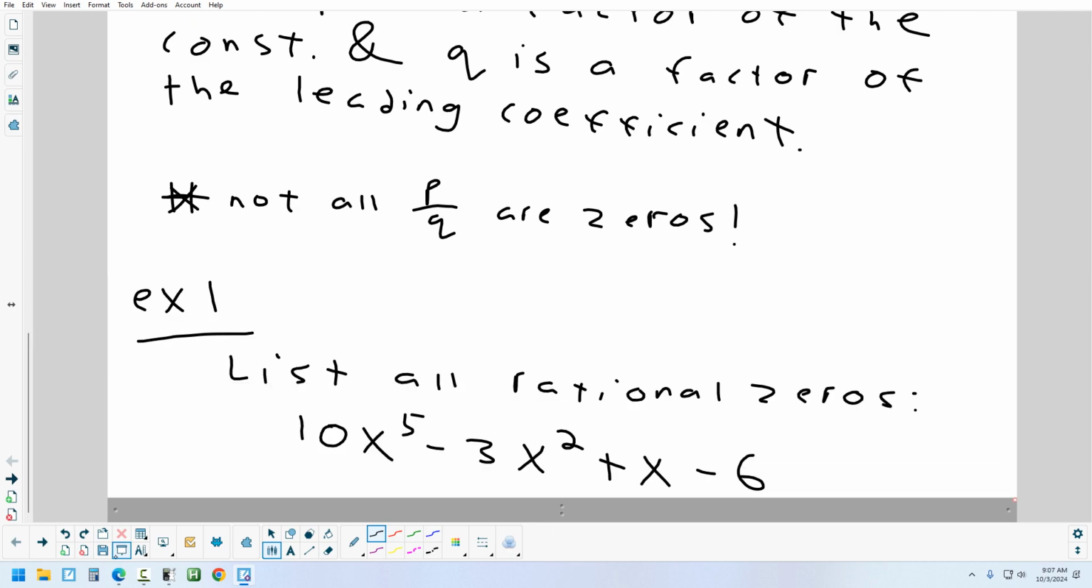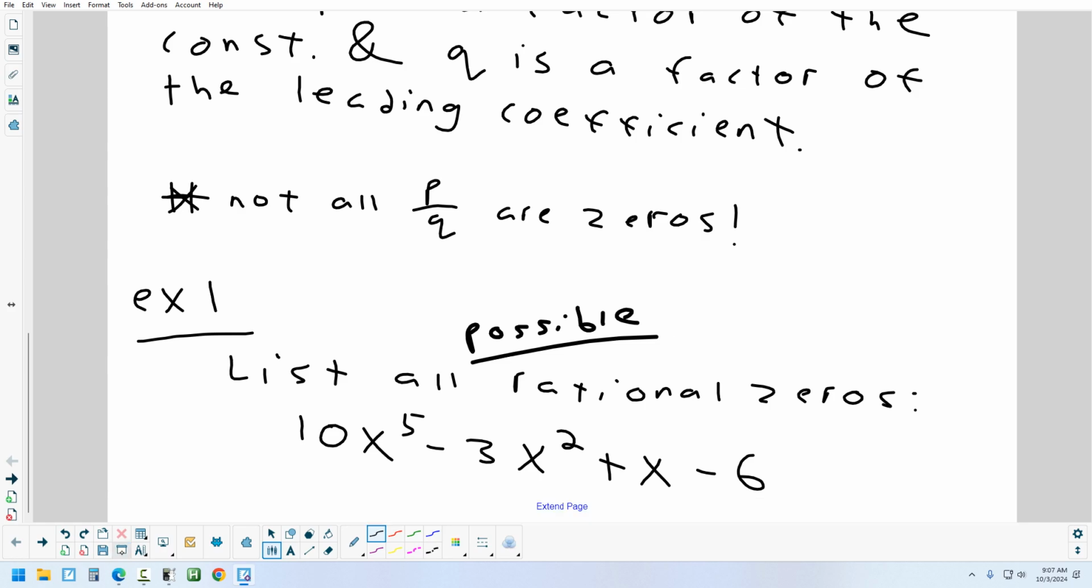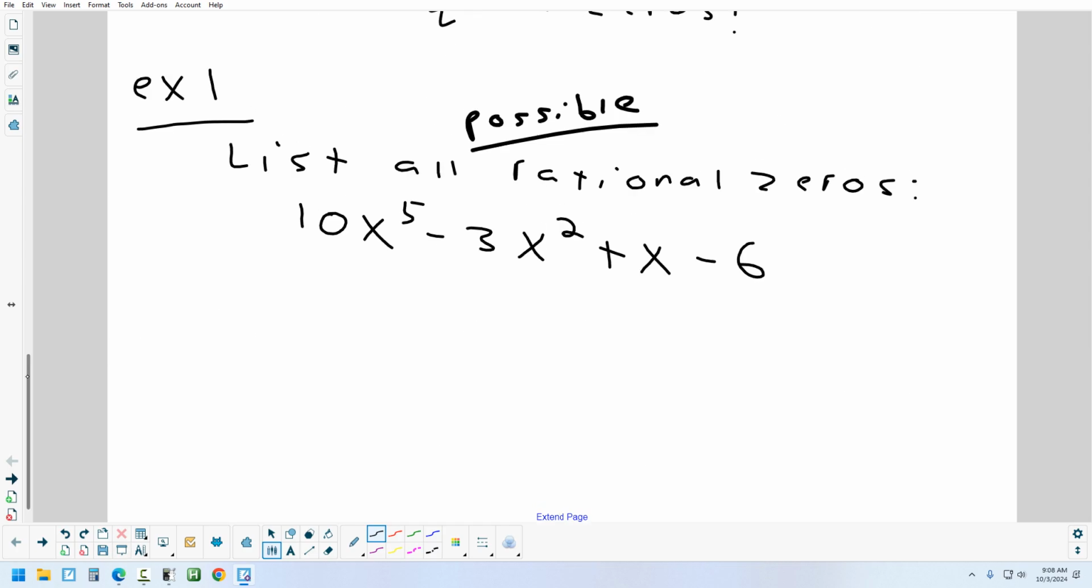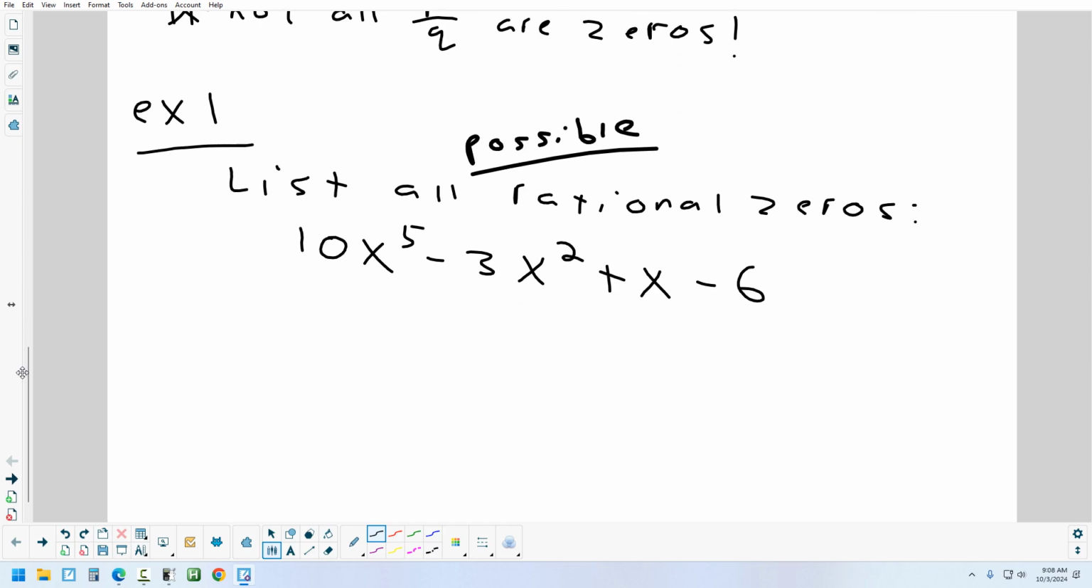So let's try it on this one. All I want to do in this problem is list all the possible rational roots. So I want to make a list of options. Remember, if this graph is going to cross somewhere that's a fraction, it's going to have a numerator and it's going to have a denominator.